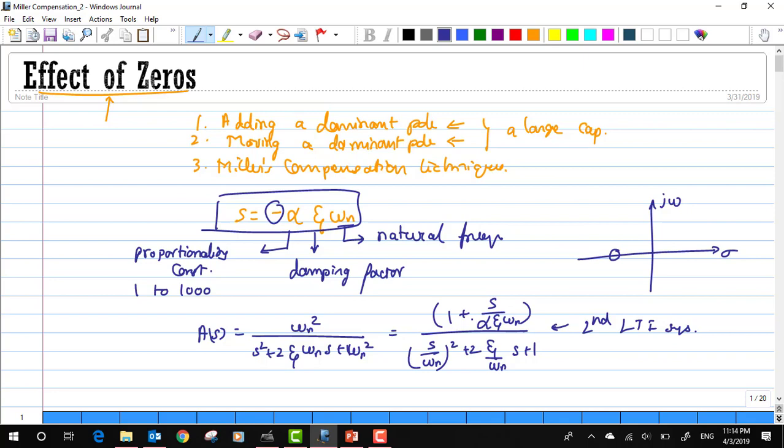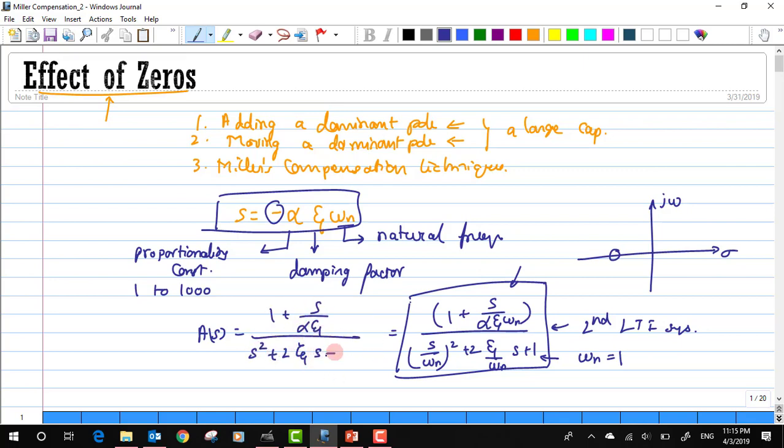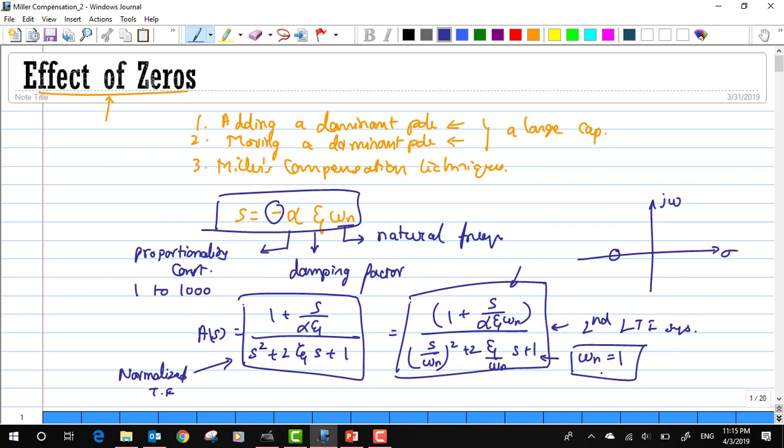Now I'm just going to normalize this transfer function that I have defined, where I have a single zero in my system, and due to the second order denominator polynomial, we have two poles in our system. I'm going to normalize this whole transfer function by letting the value of omega n be equal to 1. When I do so, our transfer function would get modified as this. So this is our normalized transfer function, after letting omega n be equal to 1.